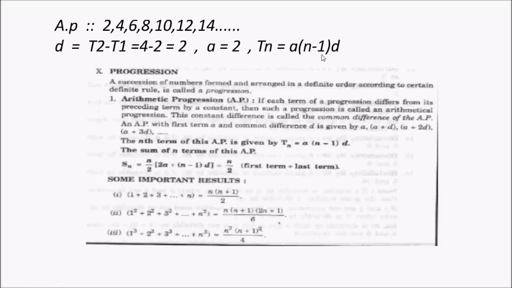Once you substitute all the numbers into it, you will get to know what the nth term is. So here A is 2, n minus 1 equals 3, and the difference d equals 2, so it becomes 8. So you need to know the formula in order to find out what the nth term is.